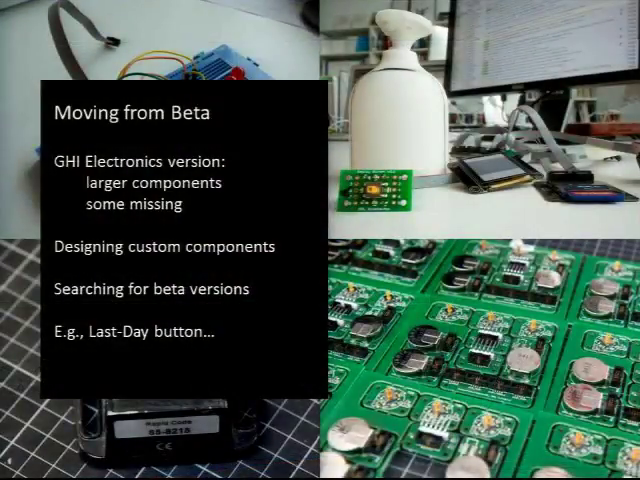We did have problems in that we started working with Gadgeteer when it was still in beta, and a lot of the designs focused around the beta components. And when it actually became a commercial release, this caused us real difficulties. The components released by GHI Electronics were larger, and they didn't include all the components that we wanted to use, so we ended up having to design custom components, go around and beg Nick for every beta version he could find, and so forth.